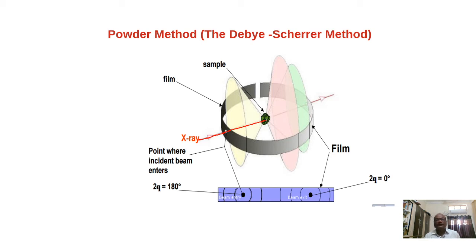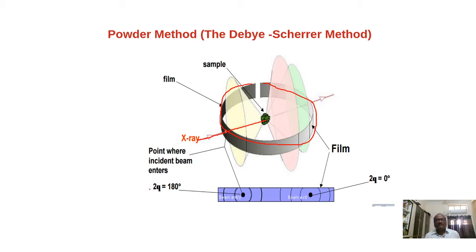Now the crystal powder which is placed in the capillary tube is surrounded by a photographic film, or a fluorescent material like zinc sulfide. It is placed in a circular fashion. And here also the angle of incidence will be measured with 2 theta value.